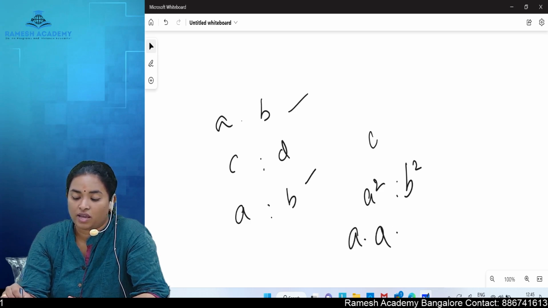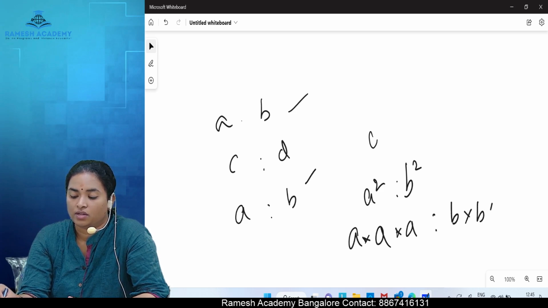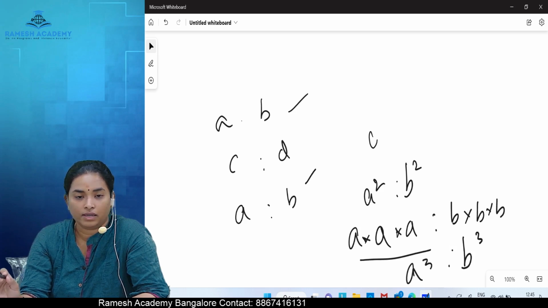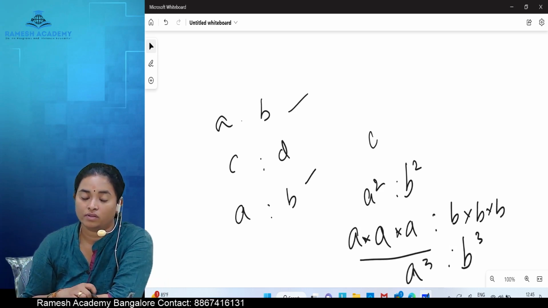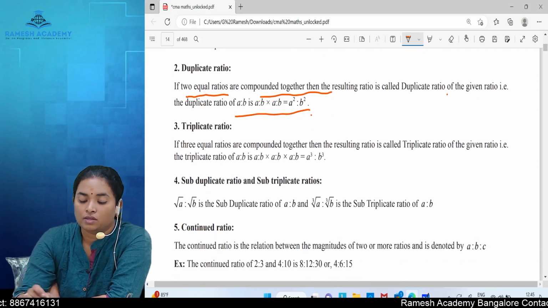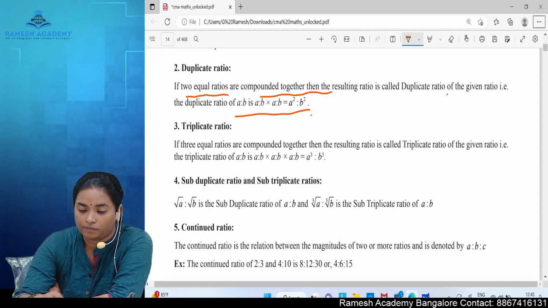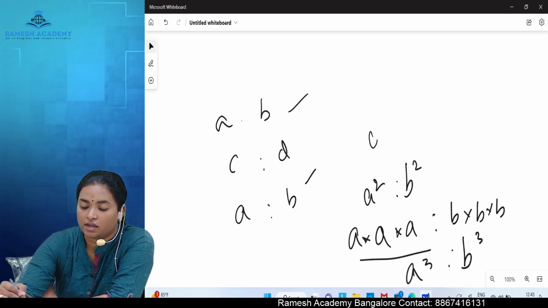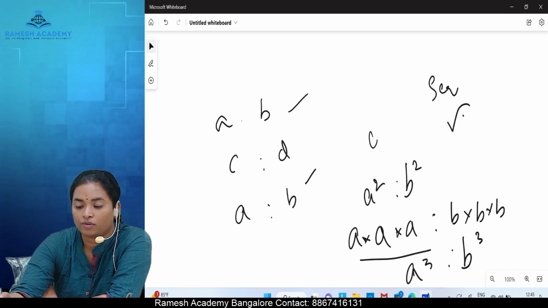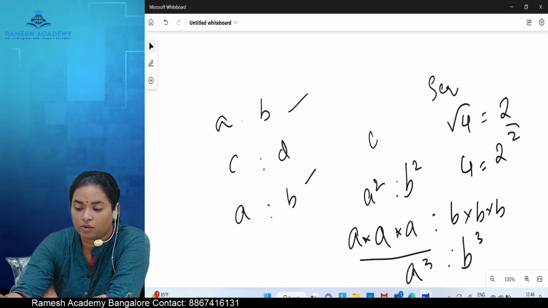Now when we have done this for square, you can think of triplicate. So A into A into A colon B into B into B, so this is A cube colon B cube. Clear? This kind of compounding together we call triplicate ratio. I have done all squares, right? If it is squares, the square root of 4 is 2, 2 square is 4.